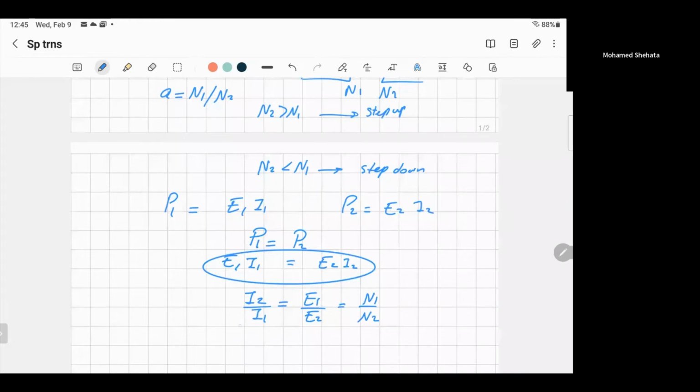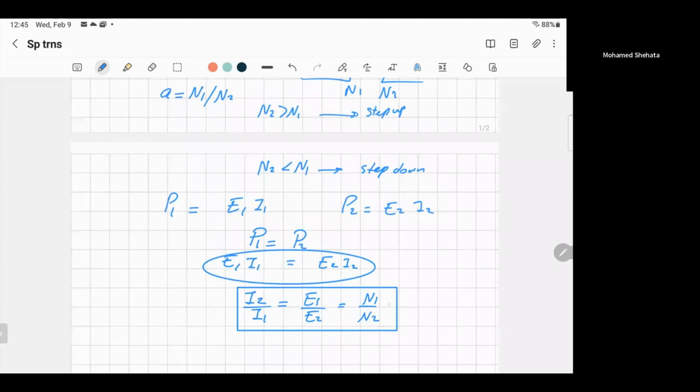So always put in your mind that when you find the ratio between the voltages, you find N1 corresponding to E1 and N2 corresponding to E2, but the currents are opposite. It comes from the power. And again, life is fair.